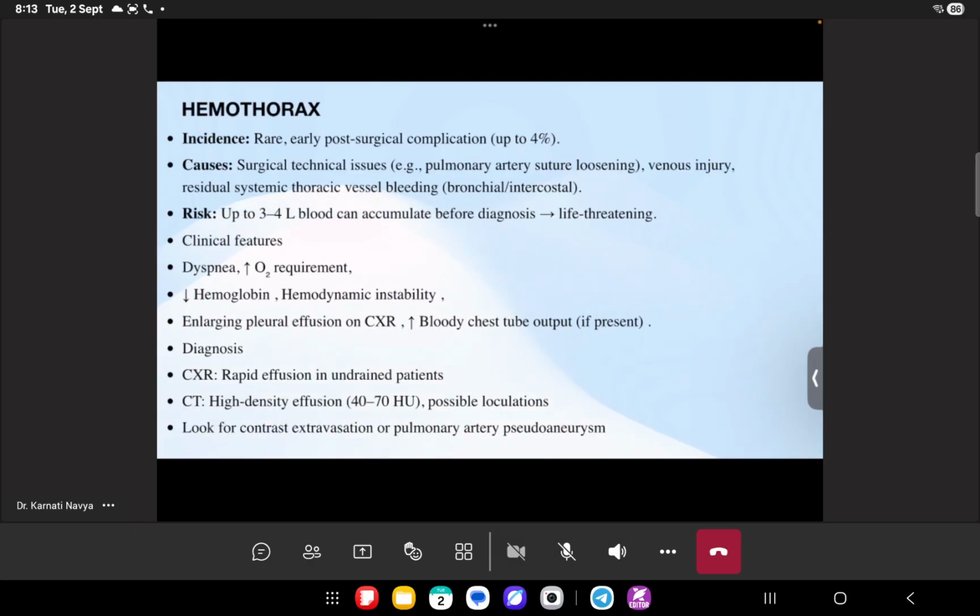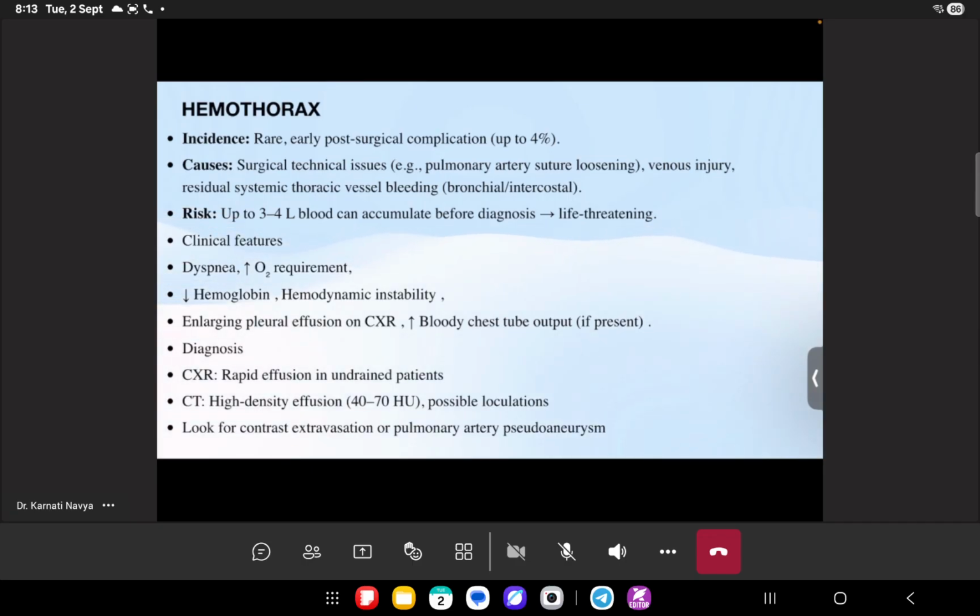Hemothorax incidence is rare. It is an early post-surgical complication occurring in up to 4%. Causes are surgical technical issues, for example, pulmonary artery suture loosening, venous injury, and residual systemic thoracic vessel bleeding, which is from bronchial or intercostal branches. Up to 3 to 4 liters of blood can accumulate before diagnosis, which is life-threatening.